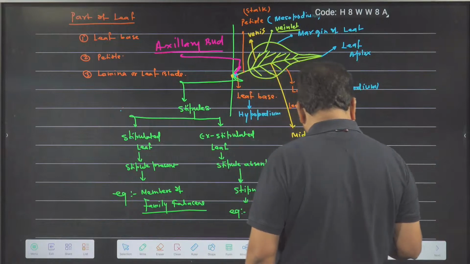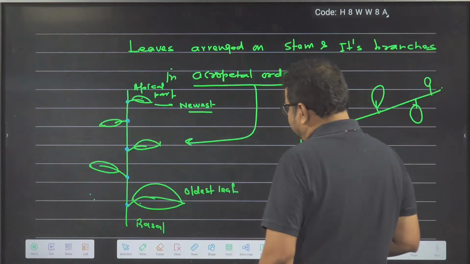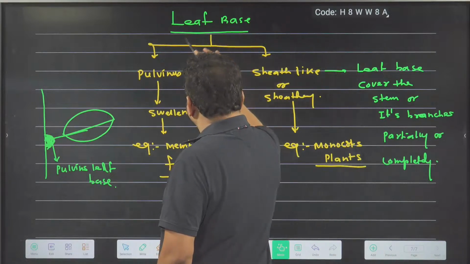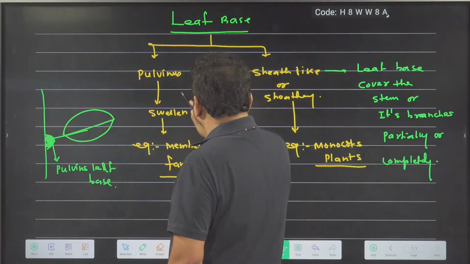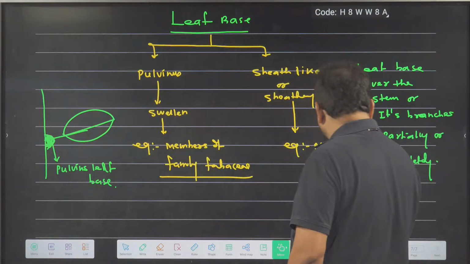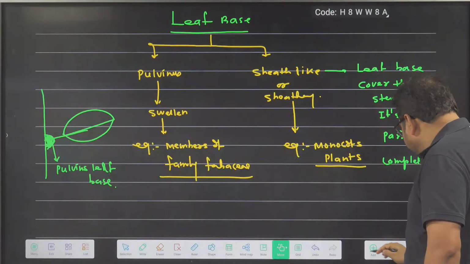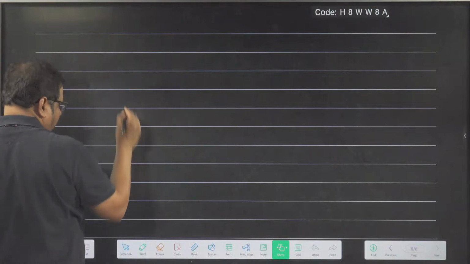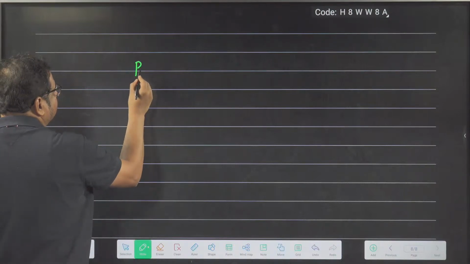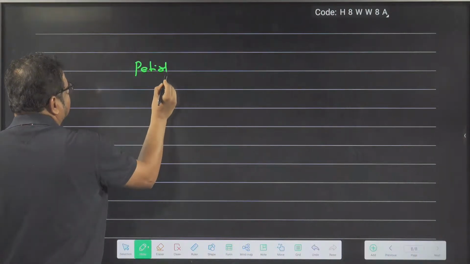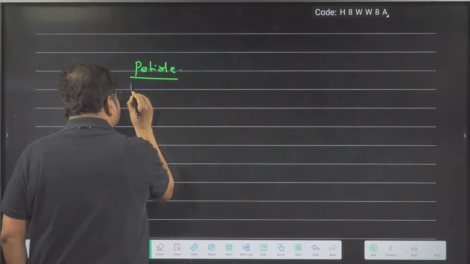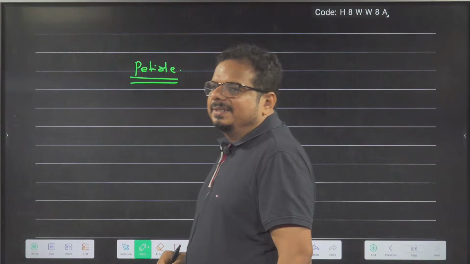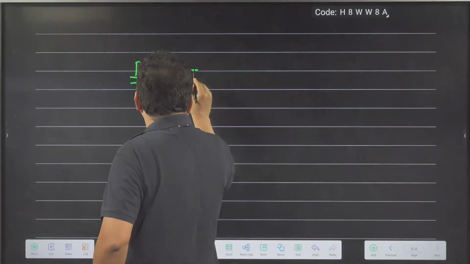So where were we? We are just going to talk about the introductory part of the leaf. So I told you pulvinus leaf base and sheathing leaf base. I hope you understand the differences between the two. Now I am going to talk about the second component of the leaf, that is petiole. So who is remaining to deal? Aerial stem modification remaining to deal. Okay. So we are going to talk about petiole.